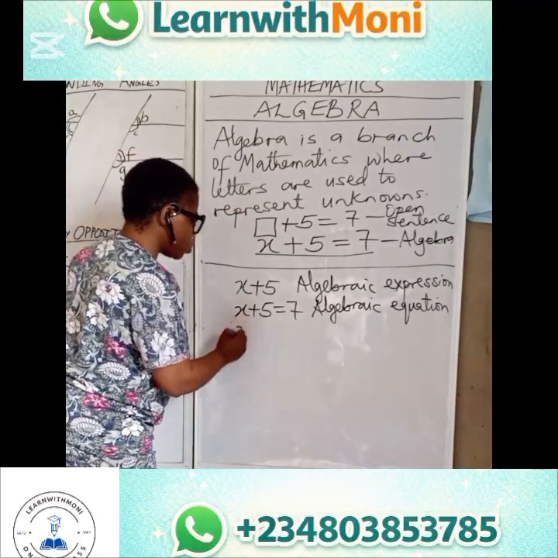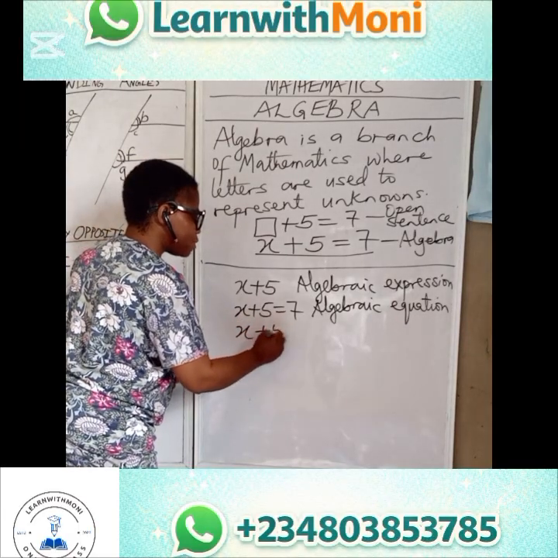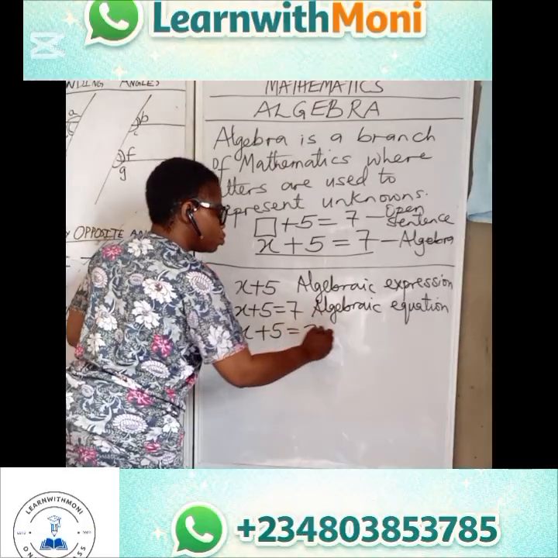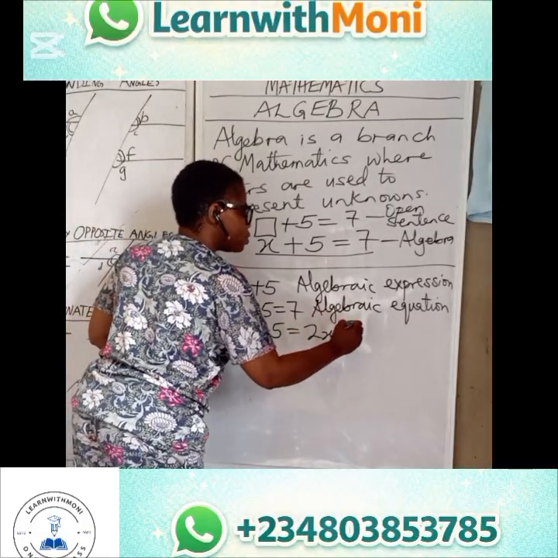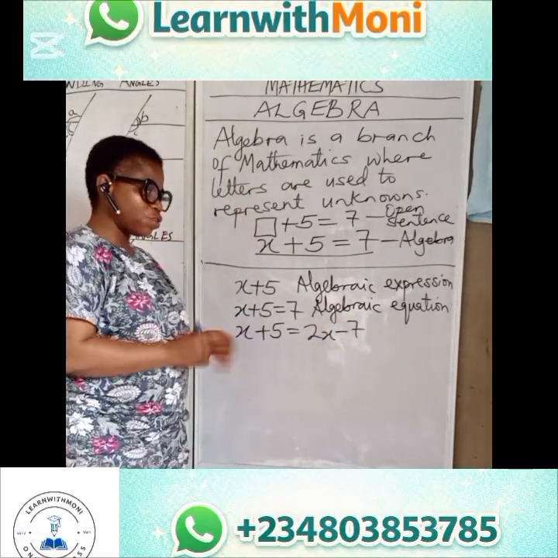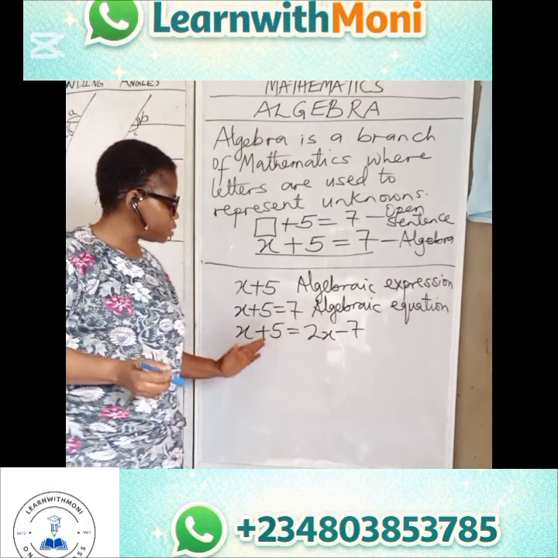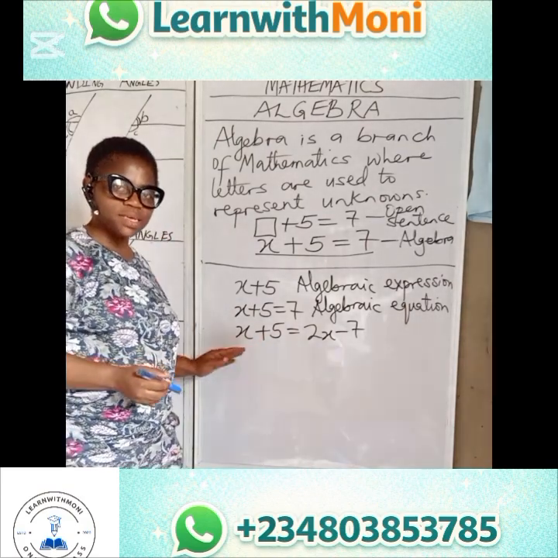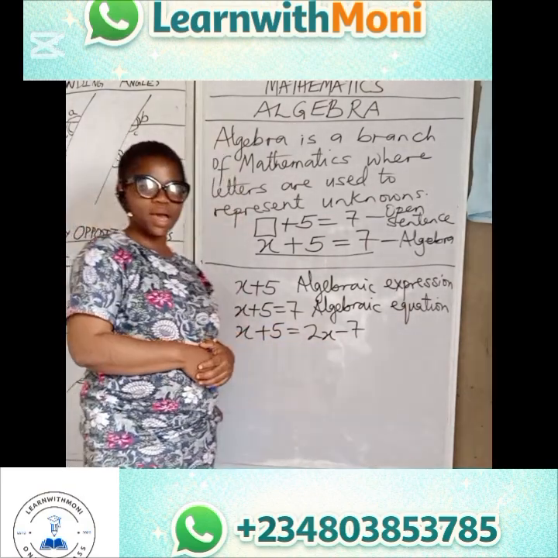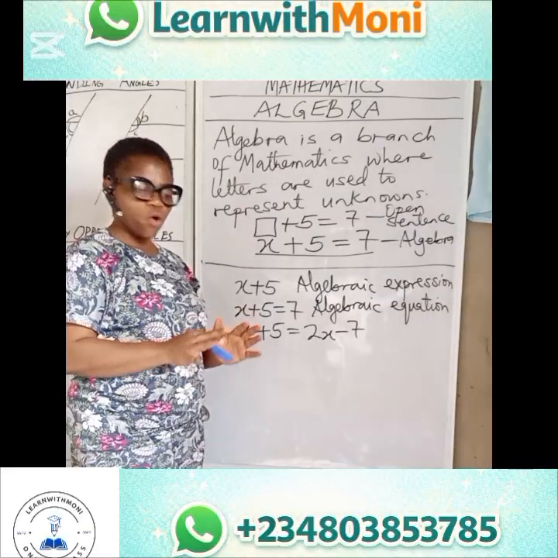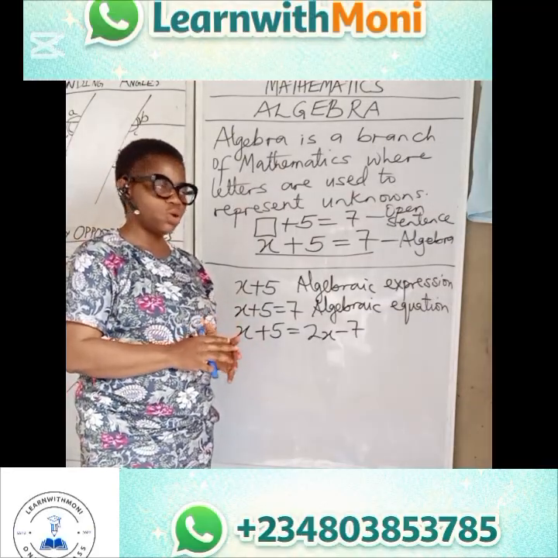An algebraic equation can also be of this form. I can say x plus 5 is equal to 2x minus 7. This is still an algebraic equation because all of this on my left hand side is equal to all of this on my right hand side. I hope that is settled.